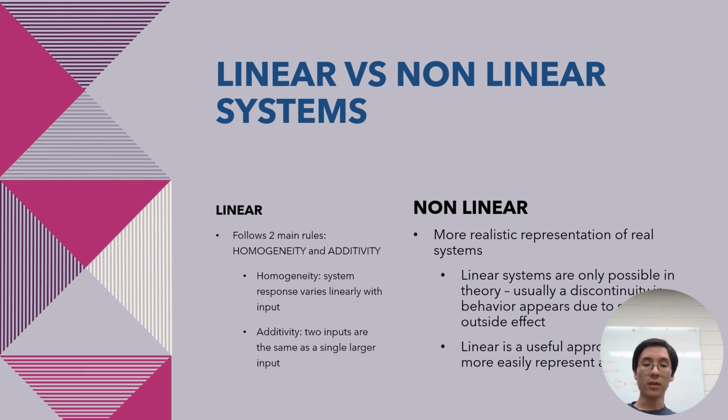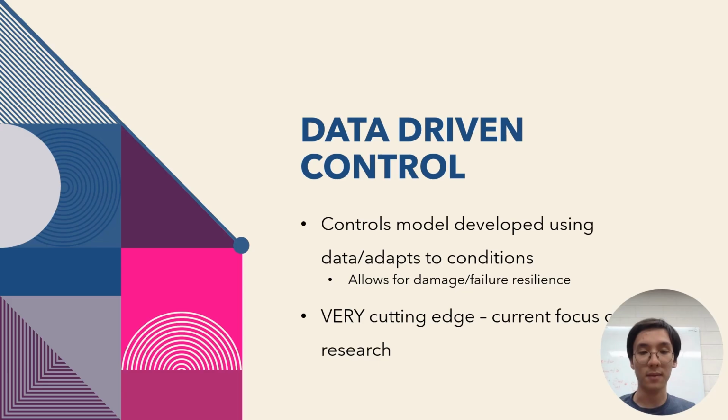On top of that, another basic concept I'd like to talk about is linear versus non-linear systems. The linear system follows two main rules: homogeneity and additivity. A linear system is a very predictable, very ideal system where the response varies linearly with the input, and two inputs that you give are the same as a single larger input. A nonlinear system does not follow those rules and is in fact more realistic. A linear system is an approximation that we can use to more easily find the controls behavior of a system.